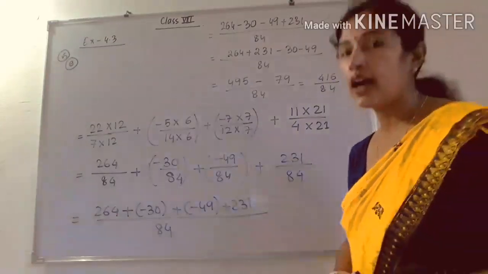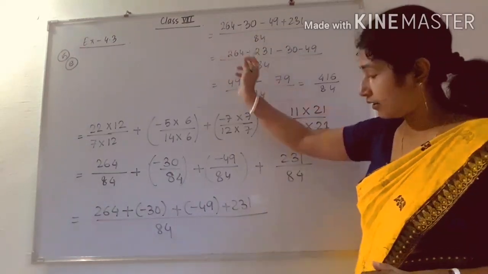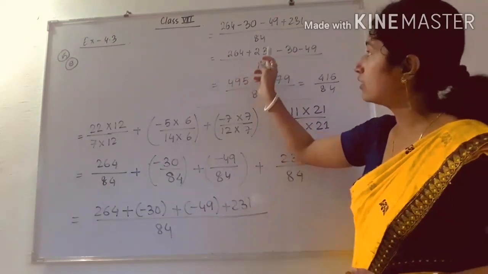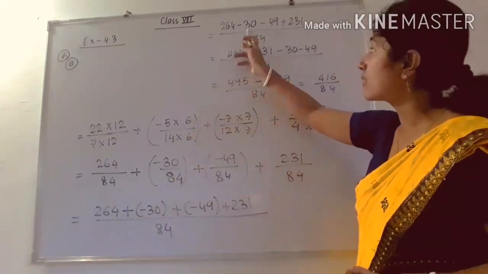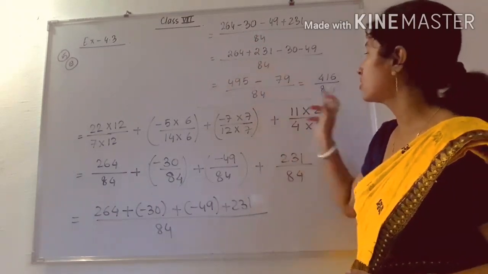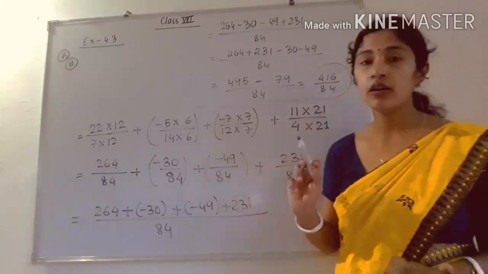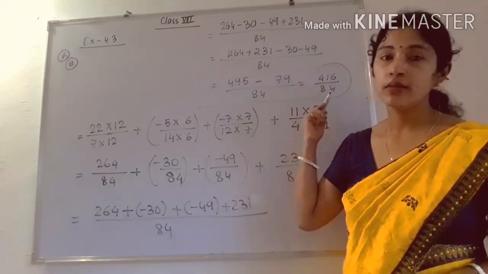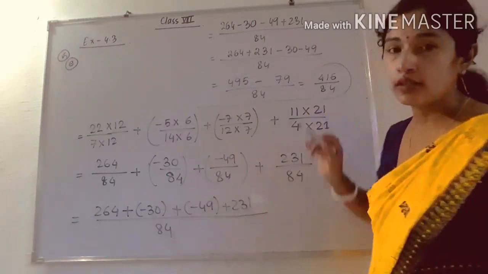So next, see, I have done it. 264 and 231 you have to collect again, and when we open this bracket, it will become minus 30, minus 49. So first do addition, then subtraction. Finally we got 416 by 84. As both are even numbers, you can simply cancel and convert it into the simplest form.